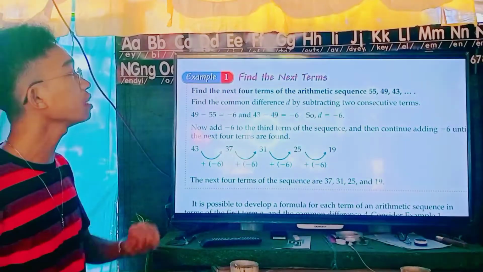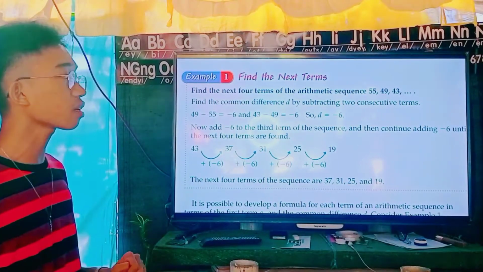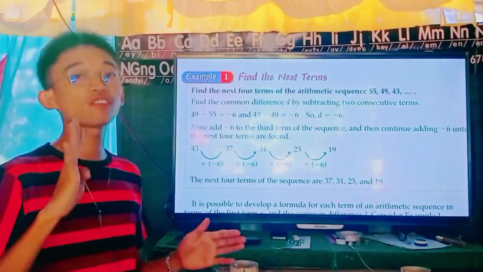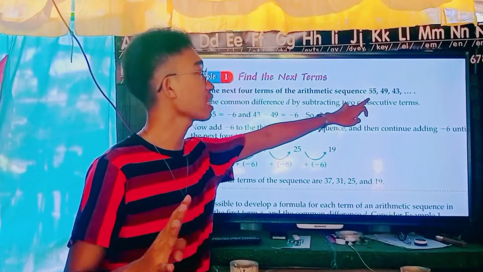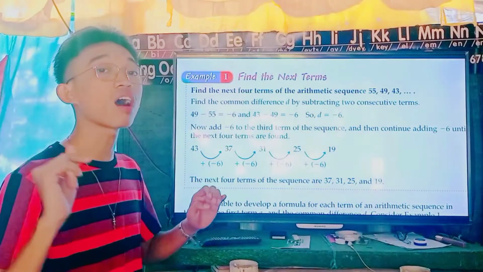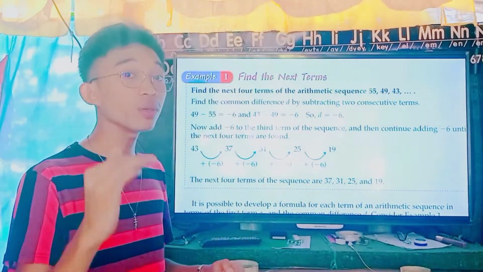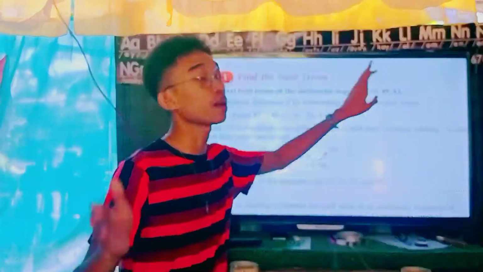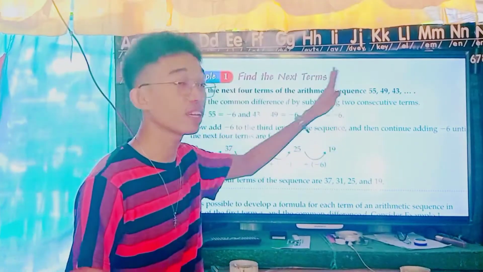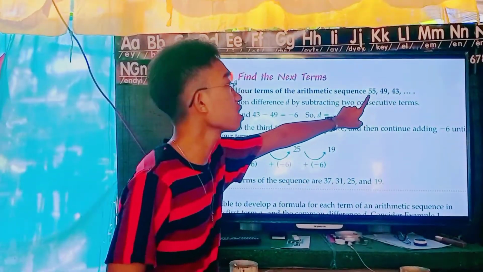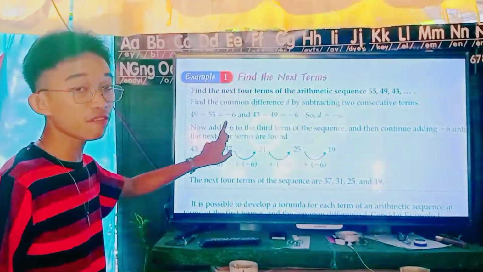Find the common difference d by subtracting two consecutive terms. We have to find the next four terms in our sequence, which is 55, 49, and 43. In order to get the common difference without using the formula first, all you need to do is subtract the previous term from the next term. For example, 49 minus 55, so the answer is negative 6.